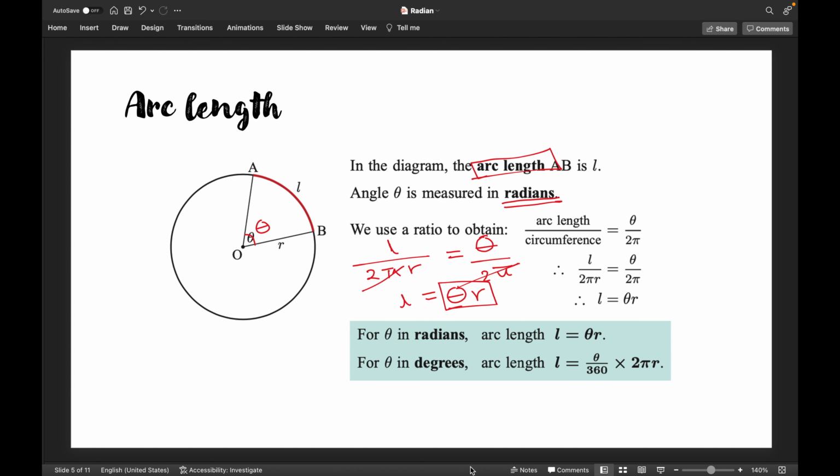And we can do the same in terms of degrees. If we use the same formula, then we get theta by 360 into 2 pi r. So for theta in radians, the arc length would be theta r, and if it's in degrees, then the arc length will be theta by 360 times 2 pi r.